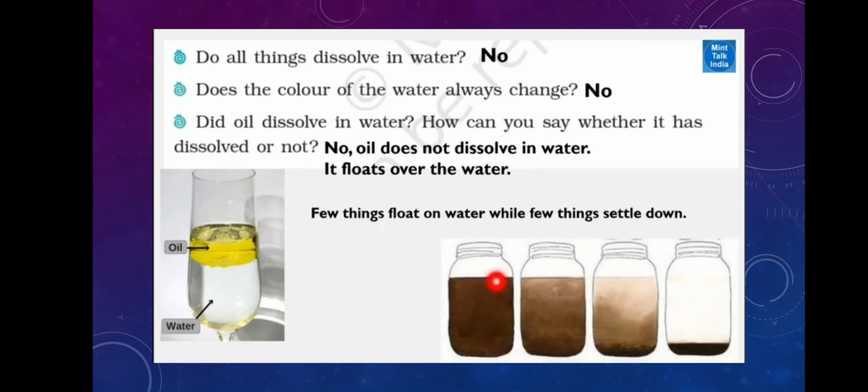Did oil dissolve in water? How can you say whether it is dissolved or not? No, oil does not dissolve in water. It floats over the water. Oil and water don't mix with each other. Salt, sugar, sharbat can mix with each other, but dal, flour or oil doesn't mix with the water properly. Here are some charts and the experiment given. This is the water, this is the oil. When you pour oil on the water, the oil will float on the water, it will not mix. But other things which are soluble can easily mix with water.